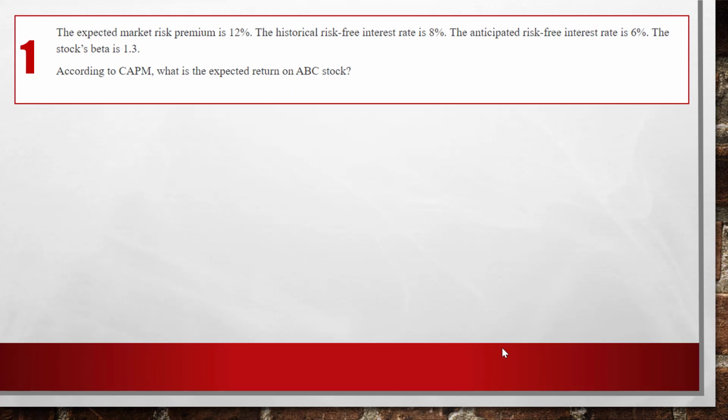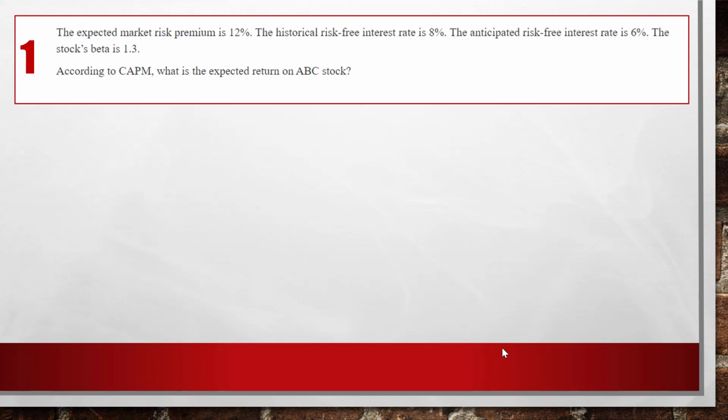Alright, so let's look at the first problem. The expected market risk premium is 12%. The historical risk-free interest rate is 8%. The anticipated risk-free interest rate is 6%. The stock's beta is 1.3. According to the capital asset pricing model, what is the expected return on ABC stock?